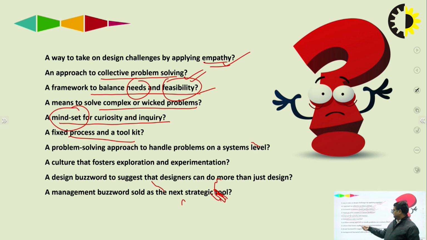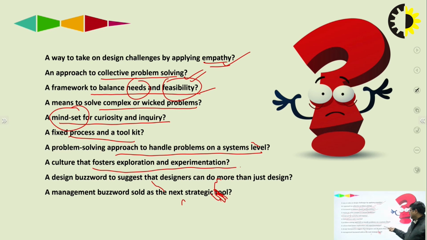Again, the next thing is a problem solving approach to handle problems on a system level. I guess that I have covered this thing. On a system level, if you want to solve or handle any problem, then design thinking is certainly going to be useful. The culture that fosters exploration and experimentation. This is a very unique feature of this approach.